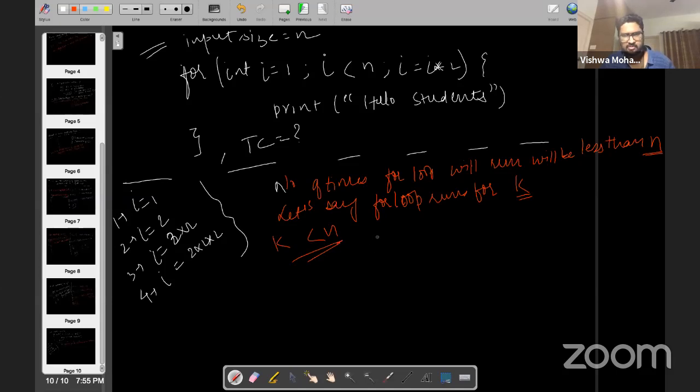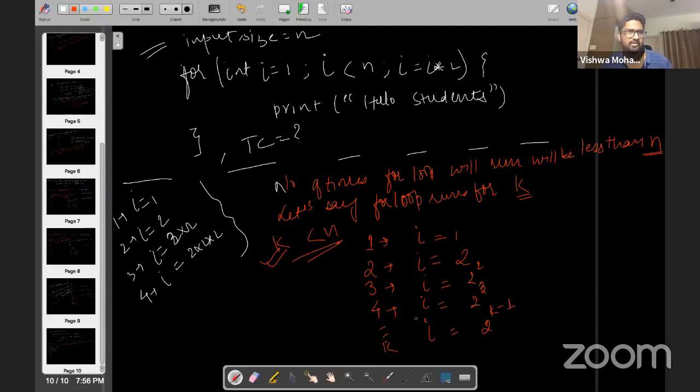As I said, the first time it goes inside the loop, the value of i is 1. The second time, the value of i becomes 2. The third time, i becomes 2 to the power 2. The fourth time, i becomes 2 to the power 3. Similarly, when it goes for the kth time, where the loop is running k times, the value of i would be 2 to the power k minus 1. This is what the value of i will be at the kth time.